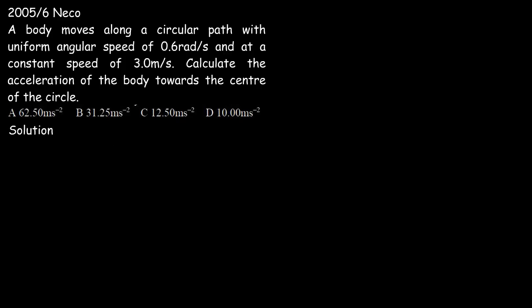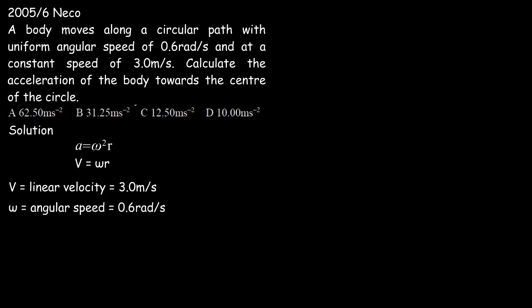Now, from our formula, acceleration is equal to omega squared rho, but in this case, we're not given the value of rho, so we'll be using the values for v and omega to get rho, then substituting rho into the original equation. We know that v is equal to omega rho, where v is our linear velocity and it is given as 3.0 meter per second, and omega is our angular speed and it's given as 0.6 radian per second. Now, rho is the radius of the circular path, so it will be equal to v over omega, which is equal to 3 divided by 0.6, which is equal to 5 meter.